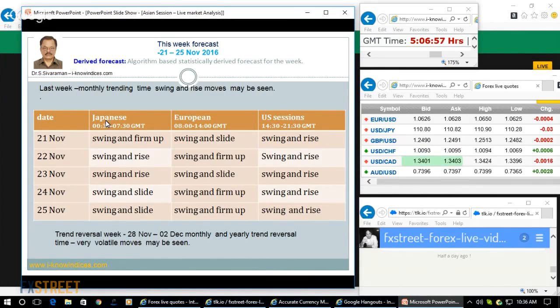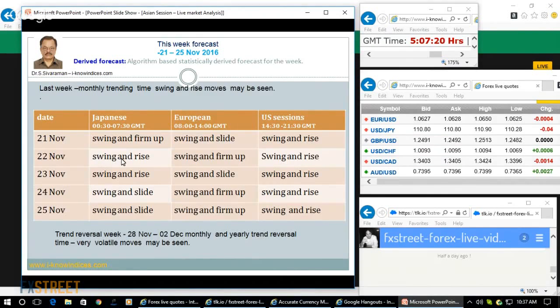So for that, we need to know the timings of the market. And these timings are given here. And during that particular time frame, what sort of move they are going to do. They are expected to make the lower level swing and form up. Then again, higher level swing and slide. That's how yesterday they had done it and then formed up during the US session.